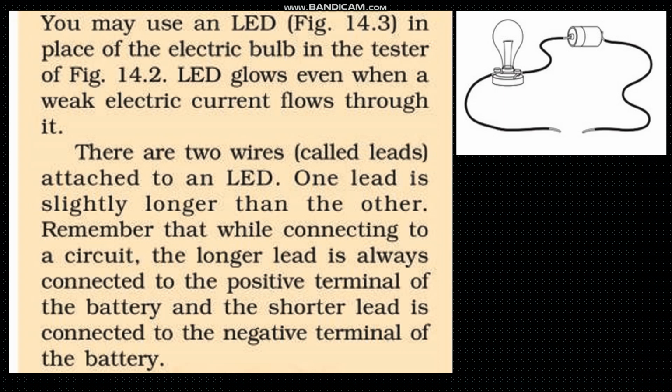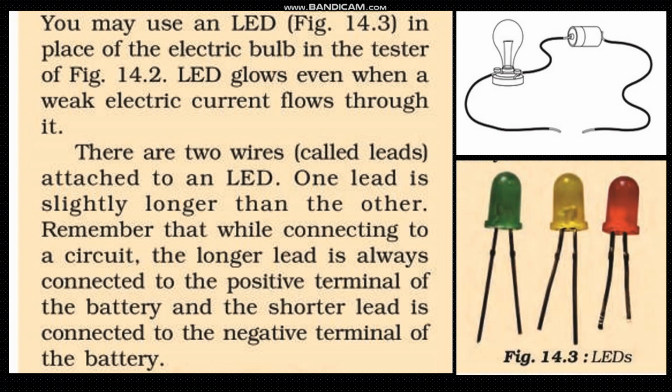We have seen in the previous class, sometimes even though current is passing through the circuit, the bulb does not glow. What is the reason? Because the current is very weak. But if you are using an LED, even though a weak current passes through it, it glows.